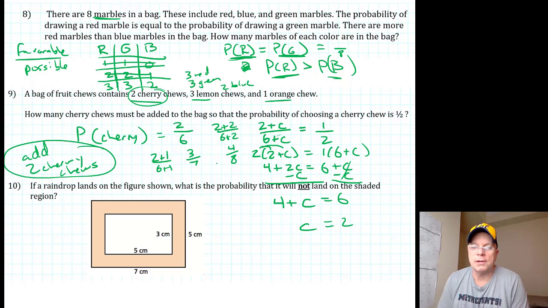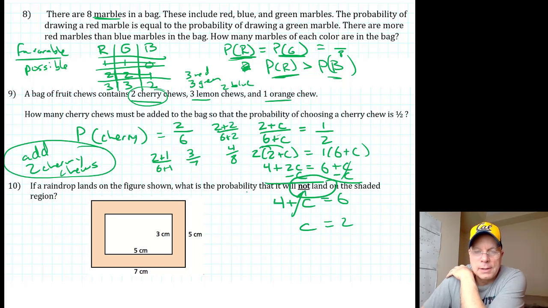Guess and check's a lot faster in this case, but when problems get more complicated, and they will very soon, you want to know that there's an algebraic approach. The algebraic approach will be more efficient if the numbers are less friendly and the situation calls for it. Number 10, if a raindrop lands on the figure shown, what is the probability that it will not land on the shaded region?